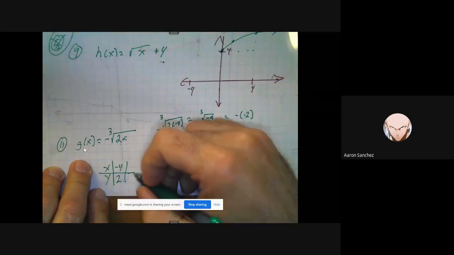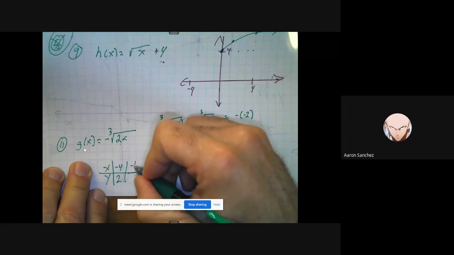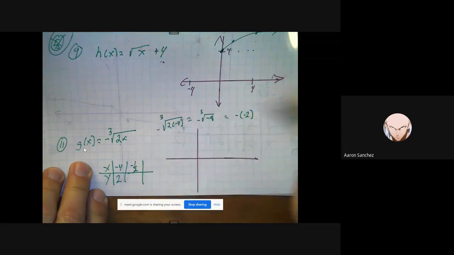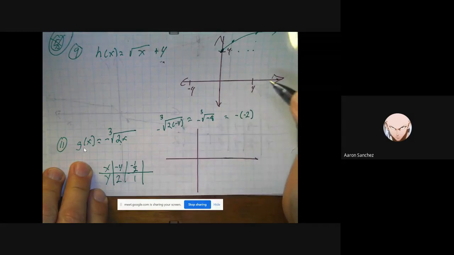The other perfect cube is 1. But I have to make this into negative 1/2, because negative 1/2 times 2 is negative 1. Then the cube root of negative 1 is negative 1, and then we get 1.